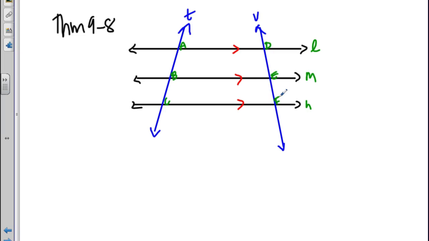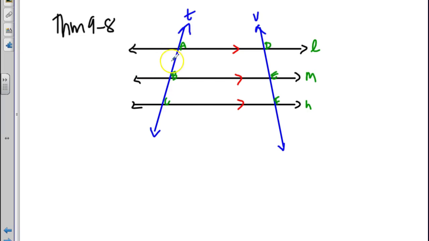All right. So if L, M, and N are parallel to each other, and remember we talked about this before, if L is parallel to M, and M is parallel to N, then L is parallel to N. They're all parallel to each other. So if I have 3 or more parallel lines intersecting 2 transversals, the lines divide the transversals proportionally.